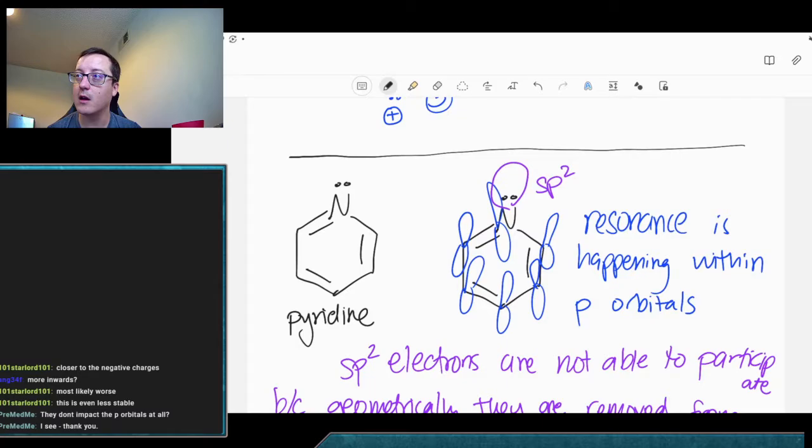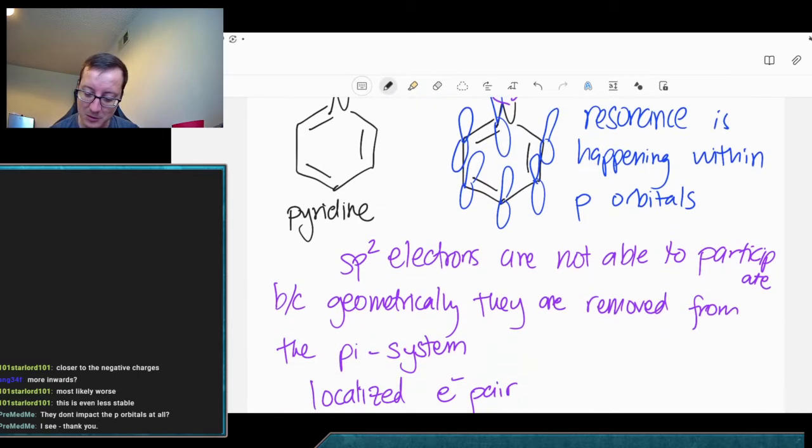And so as a result of that, we're not going to be able to add that into the system. And indeed, if you were to try and resonate off that lone pair there, you would not be able to make anything better anyway. Even if you tried resonating with that, it would just make things a lot worse. So you don't have to worry about that.